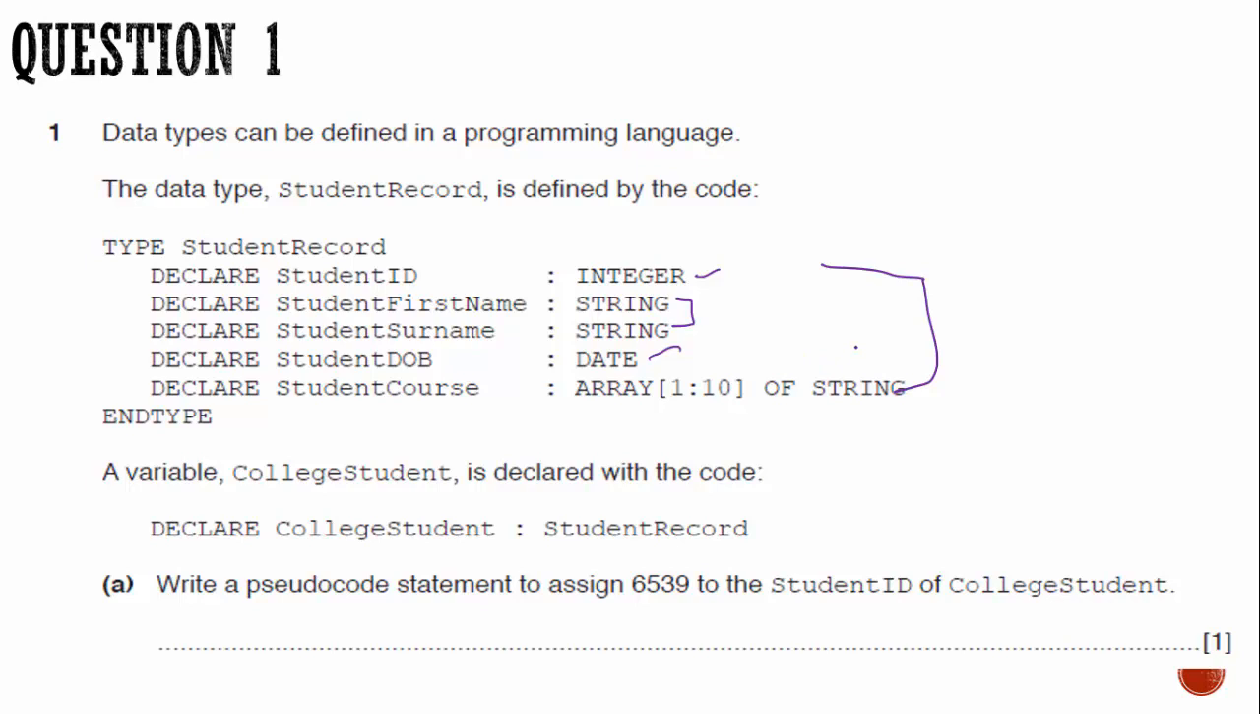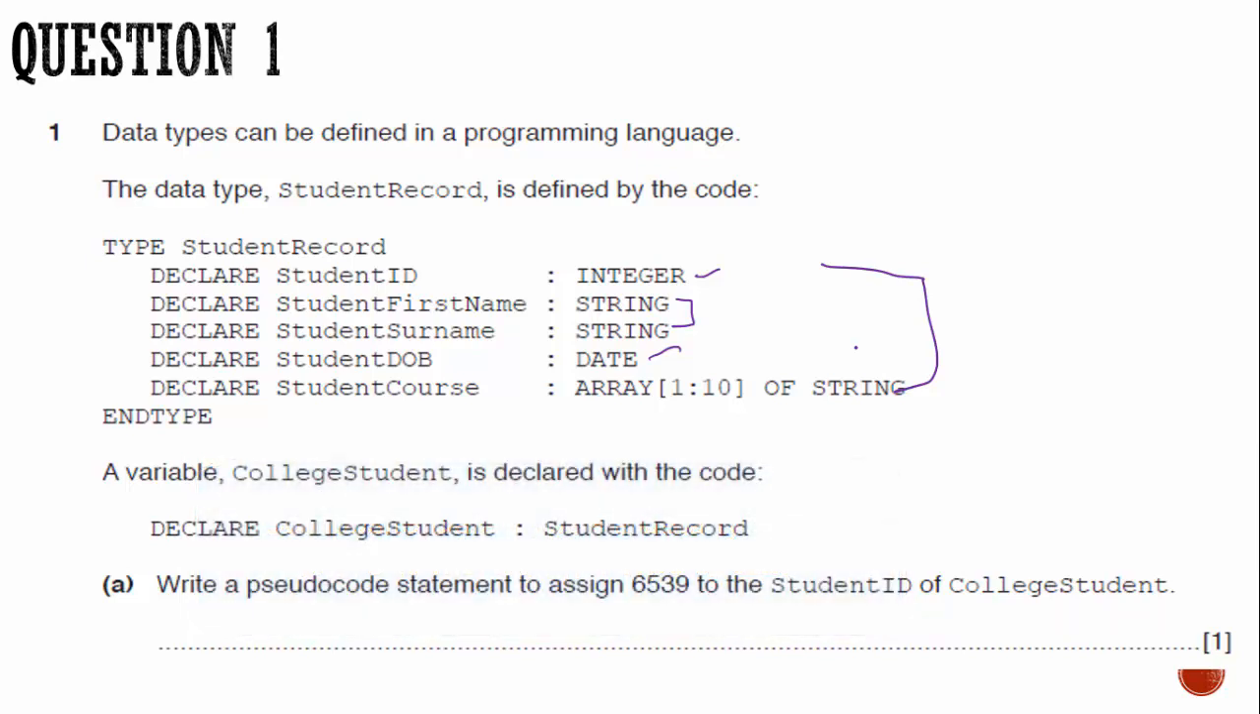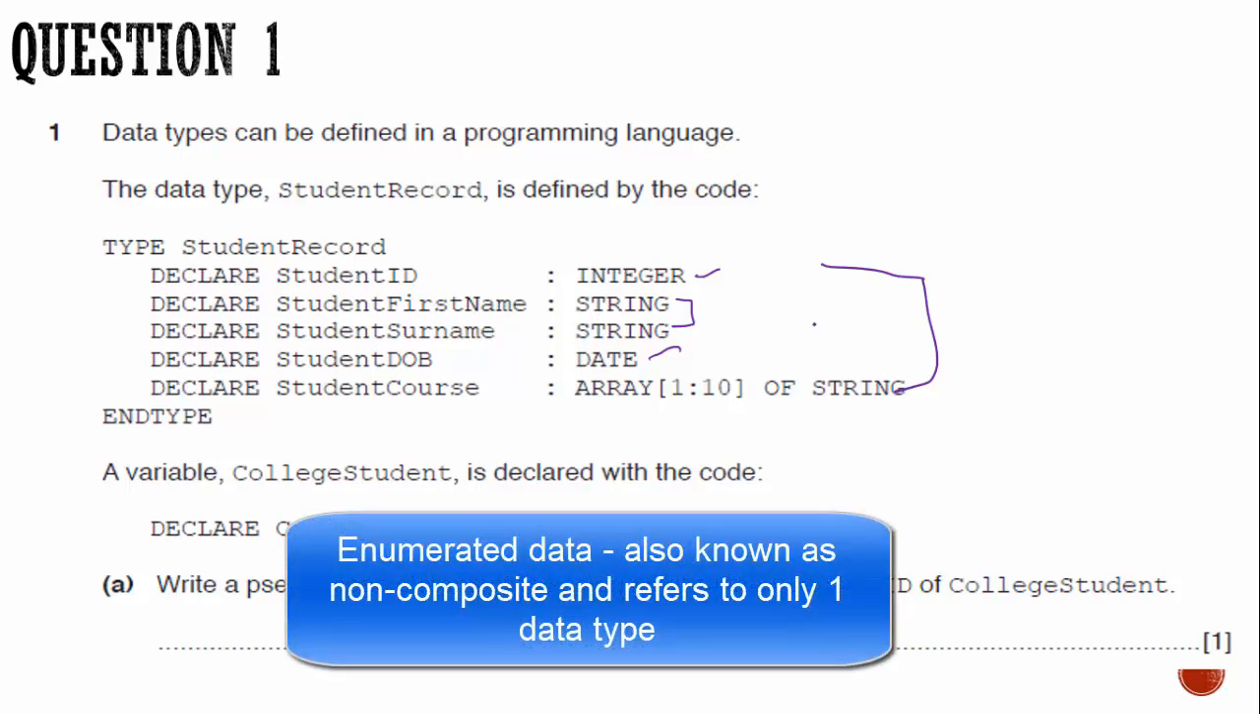Anytime we have more than one data type, I know I'm dealing with a composite data type, which is known as a record. So I have a record here, or I have composite data type. Because there's no list and there's not only one data type, I know that I'm not working with enumerated data or non-composite, but because there is more than one, I am working with composite, or what we call a record.